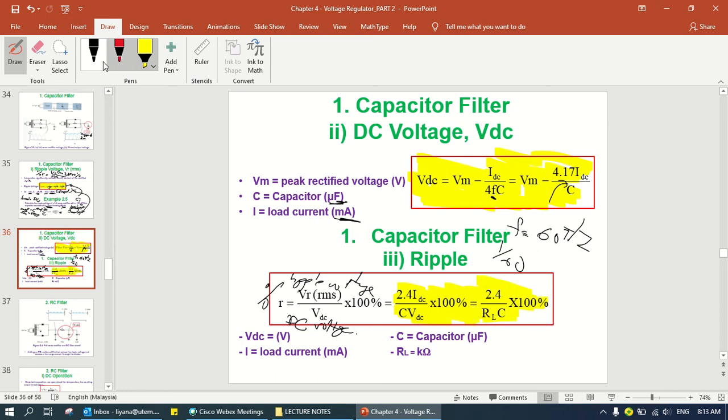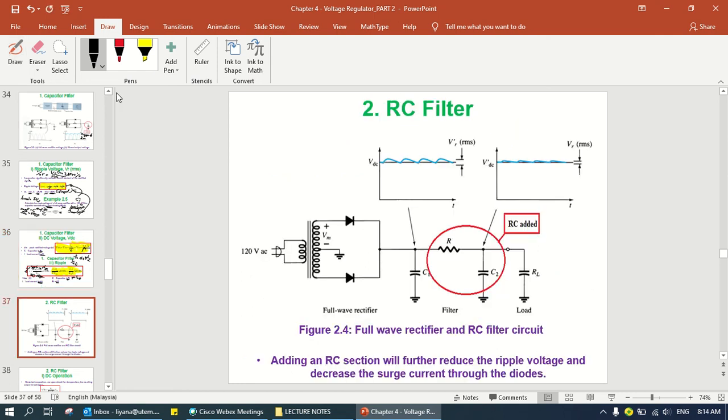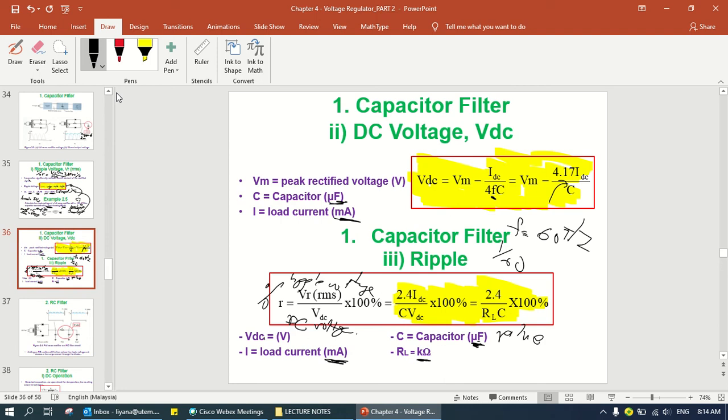You must remember that current is in milli, RL in kilo ohm, and capacitor in microfarad. In the formula you only have to insert the value, no need to put the unit. That's what happens if you put only C.